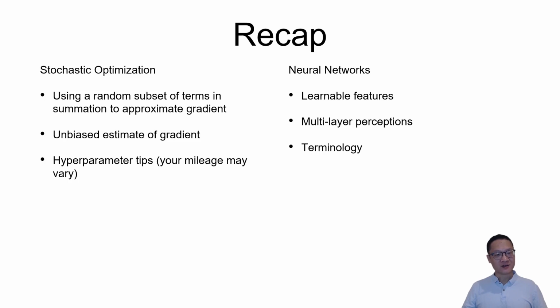The last time we talked a little bit about stochastic optimization. So basically this is a continuation of the optimization algorithms part of the course. With stochastic optimization, instead of computing the gradient, which is the summation of the gradient of the loss corresponding to each data point, instead of summing over all of them, we're just going to pick a random subset of terms in the summation to approximate the gradient. And we have shown that this is an unbiased estimate of the gradient.